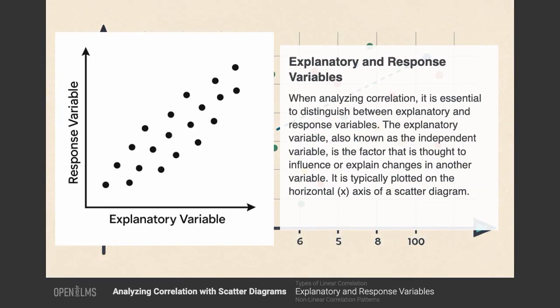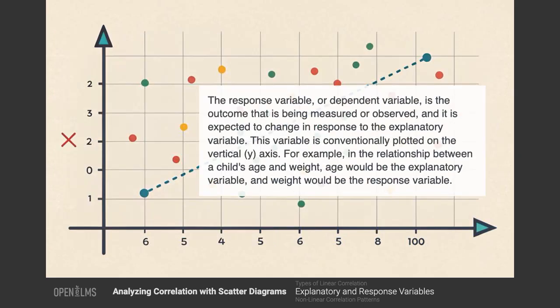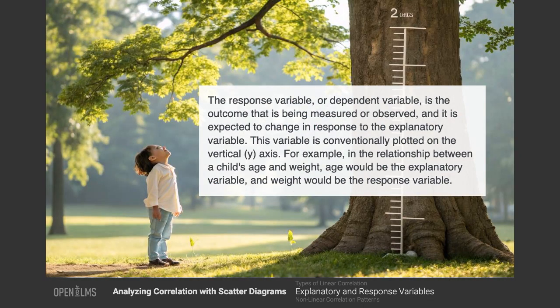Explanatory and response variables. When analyzing correlation, it is essential to distinguish between explanatory and response variables. The explanatory variable, also known as the independent variable, is the factor that is thought to influence or explain changes in another variable. It is typically plotted on the horizontal x-axis of a scatter diagram. The response variable, or dependent variable, is the outcome that is being measured or observed, and it is expected to change in response to the explanatory variable. This variable is conventionally plotted on the vertical y-axis.